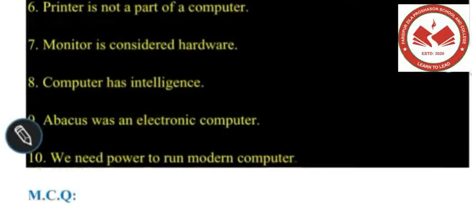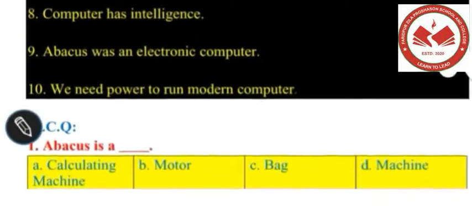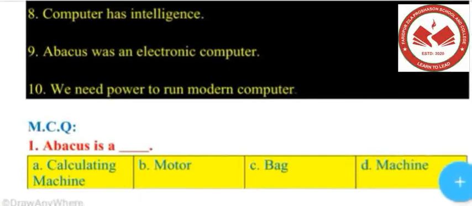Now let's try to read another question. Question number 9 and 10. In question number 9, we have been said that abacus was an electronic computer. This is completely a false statement. So we can write here F, because when abacus was invented, there was no electricity in the world. So it's completely a false statement.